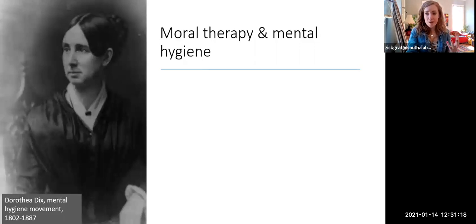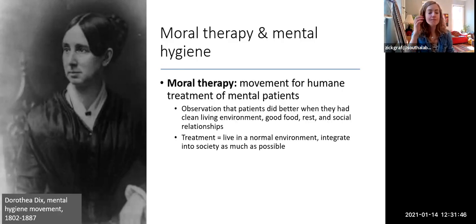So it was in this context, this idea that A, looking at the brain and the body doesn't tell us anything about thought, emotion, and behavior with the tools that we had at the time, and B, the treatments that we have at the time don't really help with problems related to thought, emotion, and behavior. So institutionalization and just locking people up was the dominant treatment. In this context, 2 new ideas arose during the 1800s. So the moral therapy movement and the mental hygiene movement.